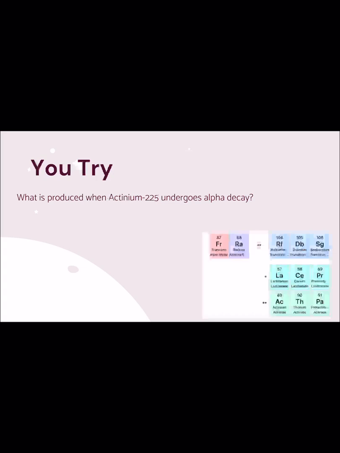All right, have you tried it? Let's look at the answer. So actinium-225, we know the atomic number of actinium is here. It's 89. So when it undergoes alpha decay, the atomic number is going to go down by 2. When that happens, 89 becomes 87, and we have francium. So it becomes francium, and then we always have to put our helium.